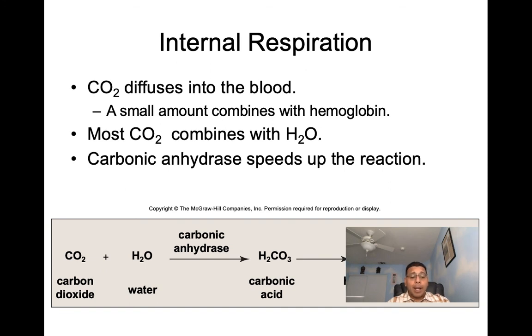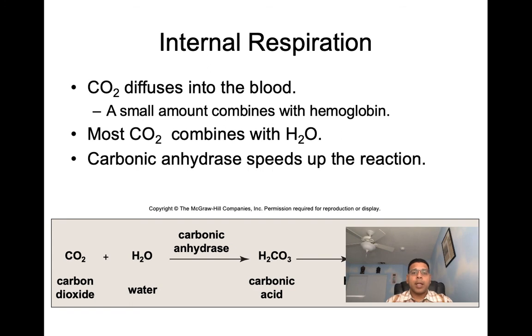Carbon monoxide, I'd like you to know, is a gas that has a higher affinity, a higher attraction, for hemoglobin than oxygen does. So it's going to make hemoglobin unavailable for oxygen, and therefore cellular respiration is not going to be able to occur when carbon monoxide is in the picture. That's why carbon monoxide is a very poisonous gas.